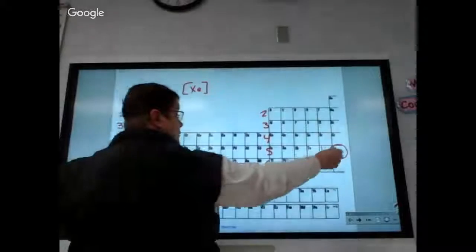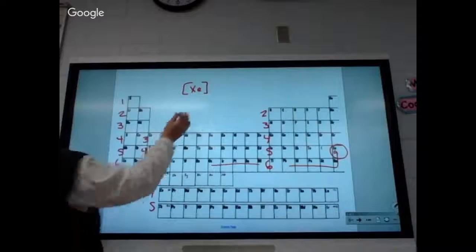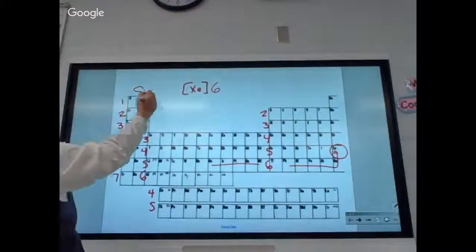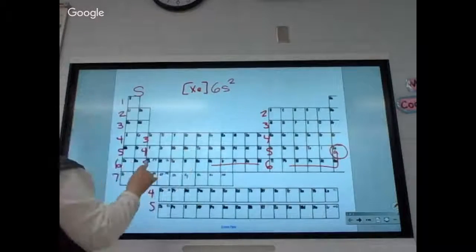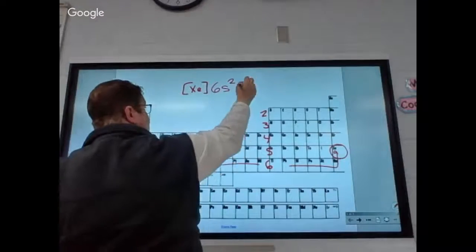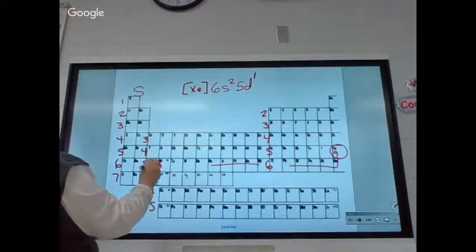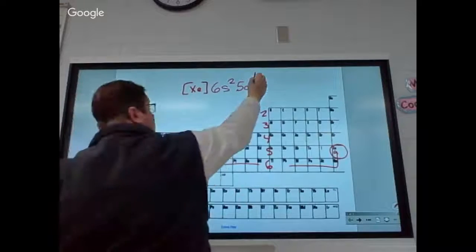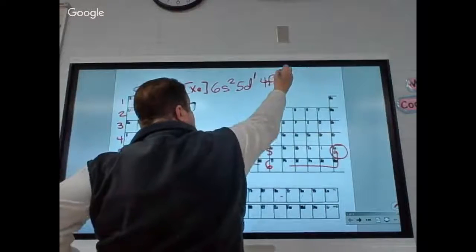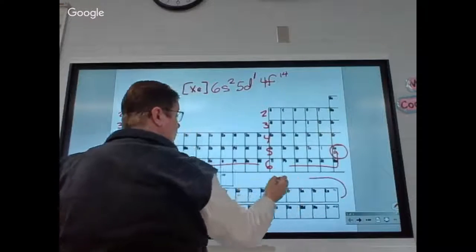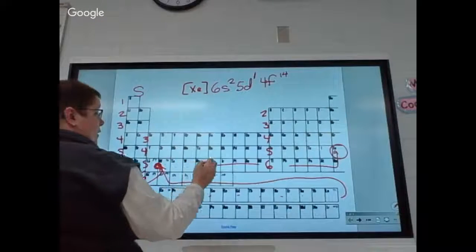So we have Xe. Now, from there, what number do we have? 6. And then what block is this? That's the S block. So 6s. How many elements do we have? 2. And then what? 5d. How many? 1. And then we go where once we get here? We go down. And what do we have? 4f. And then how many? All the way across is 4f14. When we get there, where do we go? Back up to here. And we have how many? 1, 2, 3, 4, 5.